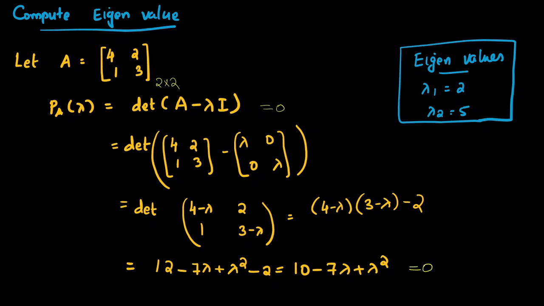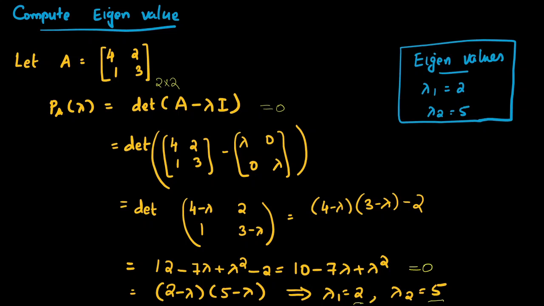What happens? We can reduce it like this: 2 minus lambda into 5 minus lambda. So finally the lambda values are 2 and 5. To distinguish these lambdas, we put them as lambda 1 and lambda 2. Lambda 1, the eigenvalue, is 2, and the other eigenvalue, lambda 2, is 5. These are the two eigenvalues.